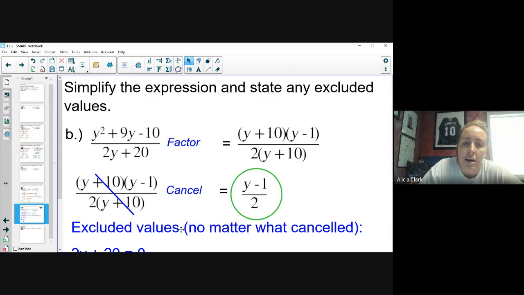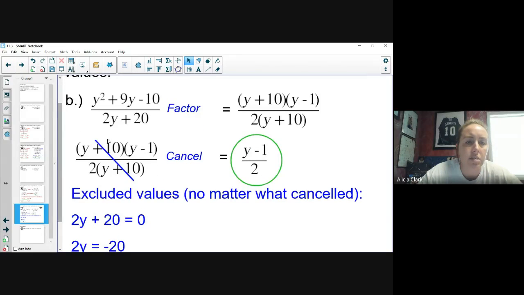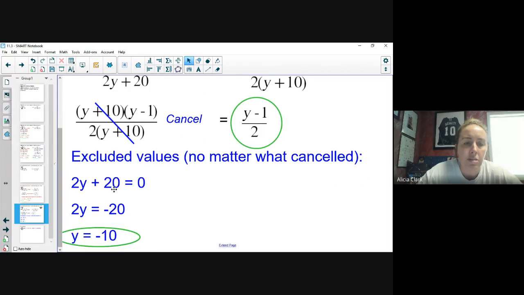Now again, your excluded values come from the denominator no matter what canceled out. So even though these y plus 10s canceled, that still generates an excluded value. You can go back to the beginning and set that equal to 0. 2y plus 20 equals 0 and solve from there. So if you subtract 20 from both sides, you would have 2y equals negative 20. If you divided by 2, you would end up getting an excluded value of negative 10. There's only one there. So I hope this helps understand more about the simplifying.